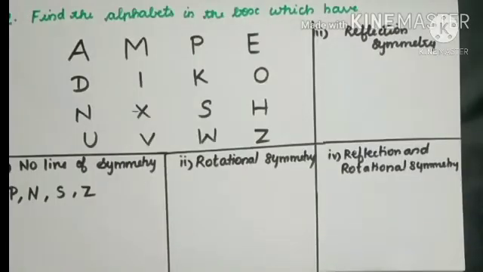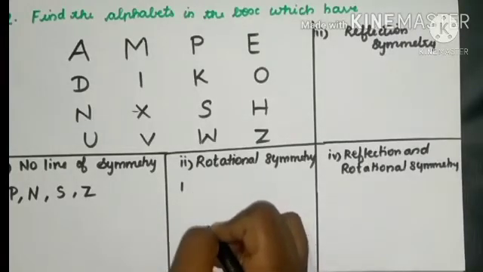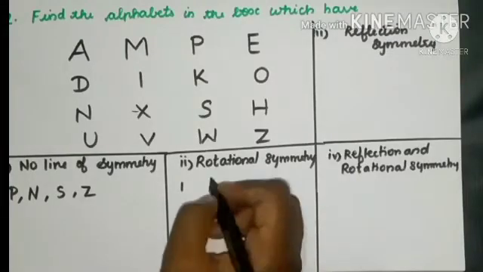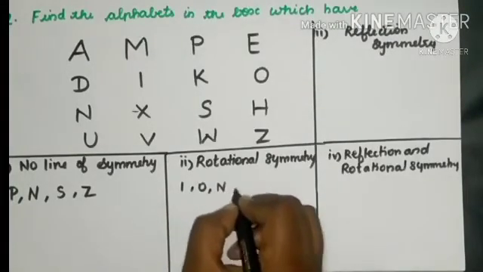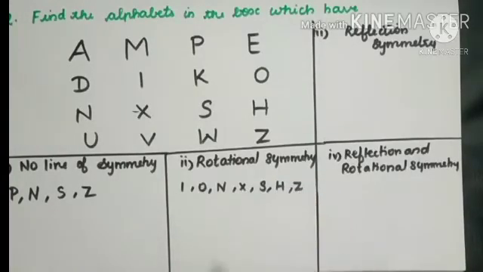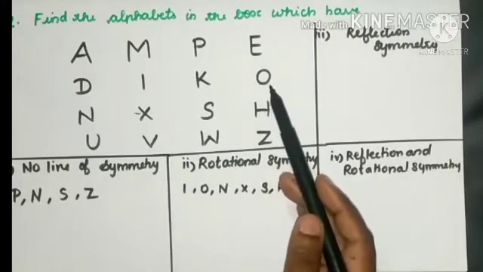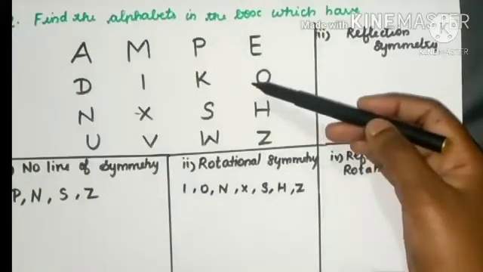Now let's find the rotational symmetry for these letters. If we rotate the letter I, again we get the original image of the letter I. So I has rotational symmetry. And the letters O, N, X, S, H, Z are all alphabets which have rotational symmetry: I, O, N, X, S, H and Z. The letter O is in the shape of a circle. It has rotational symmetry.